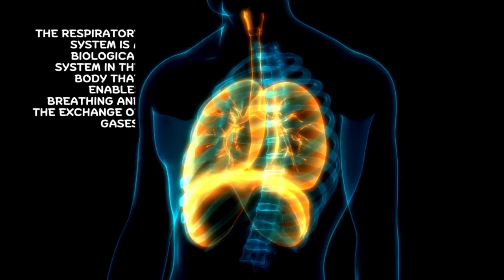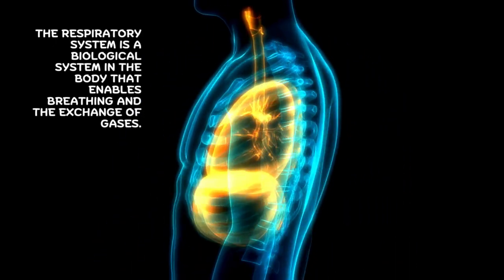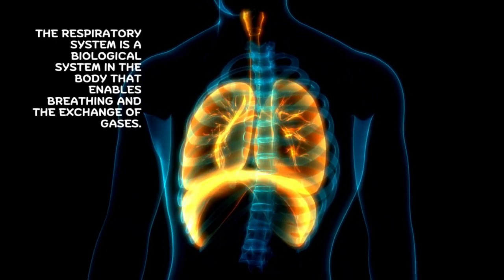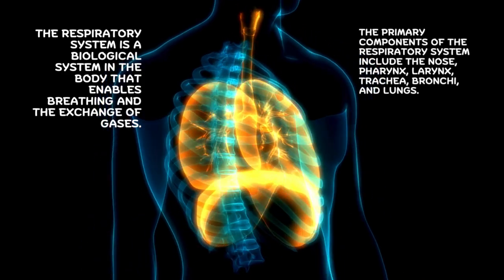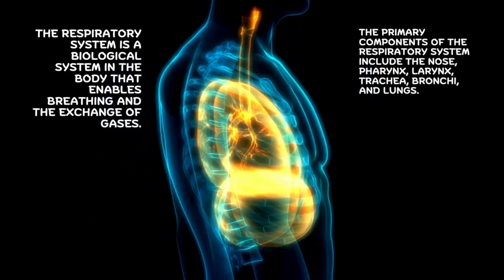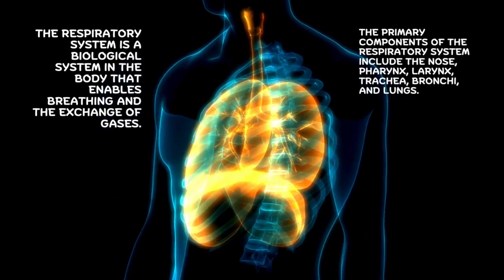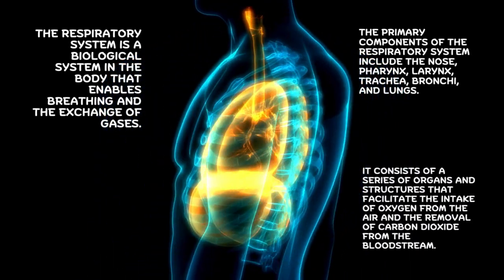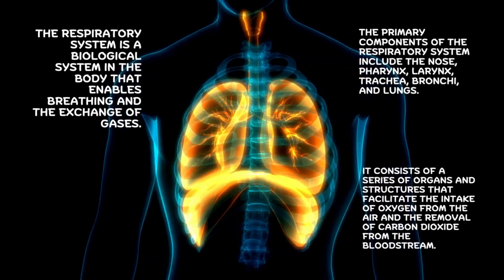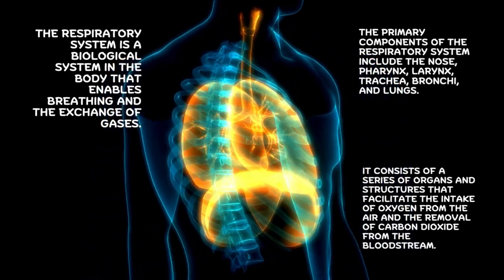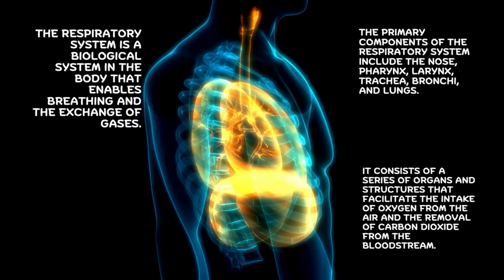The respiratory system is a biological system in the body that enables breathing and the exchange of gases. The primary components of the respiratory system include the nose, pharynx, larynx, trachea, bronchi, and lungs. It consists of a series of organs and structures that facilitate the intake of oxygen from the air and the removal of carbon dioxide from the bloodstream.